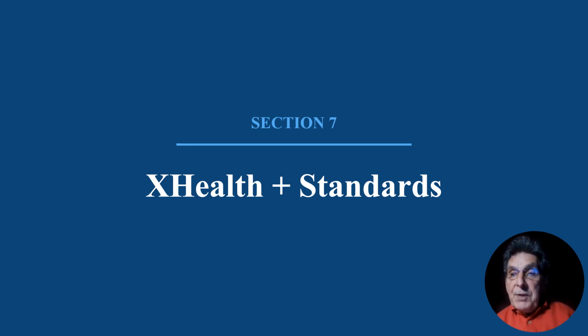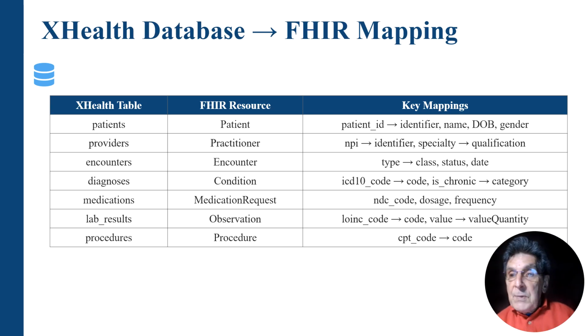All right, now let's bring everything we discussed back to the xHealth database that we've been working on all semester. Let me show you how xHealth tables map to FHIR resources. This mapping isn't accidental. xHealth was designed with FHIR compatibility in mind. The patient table simply maps to the patient resource. The patient ID column becomes the identifier. The first name and last name columns become the name element. Date of birth becomes birth date. Gender maps directly.